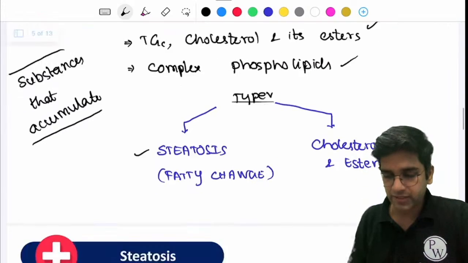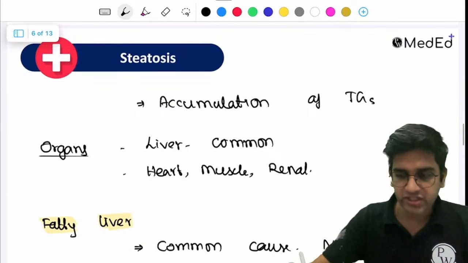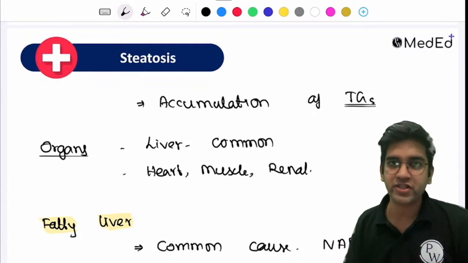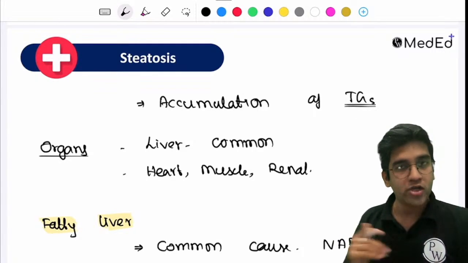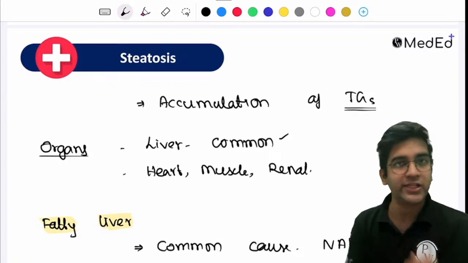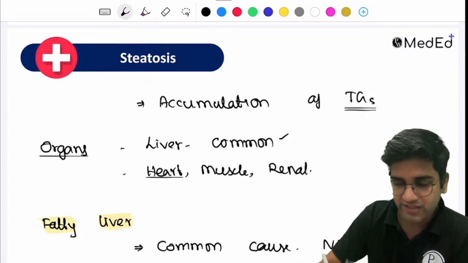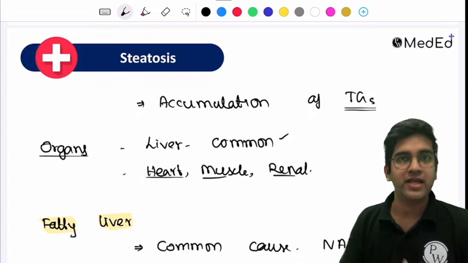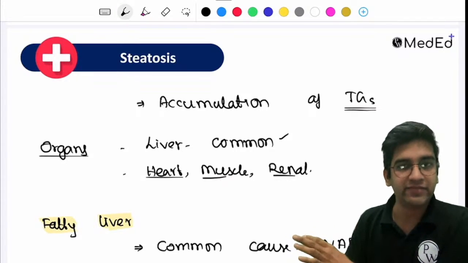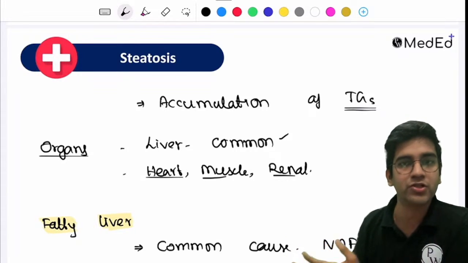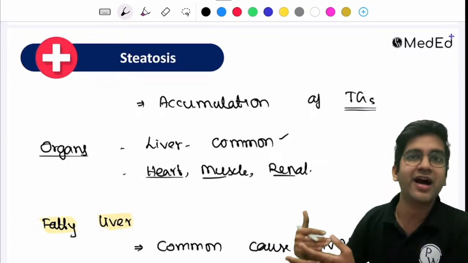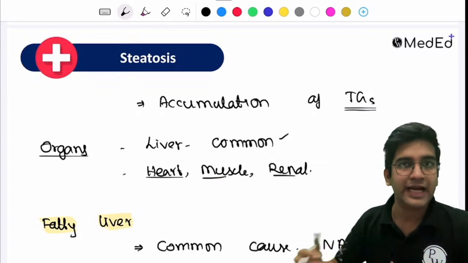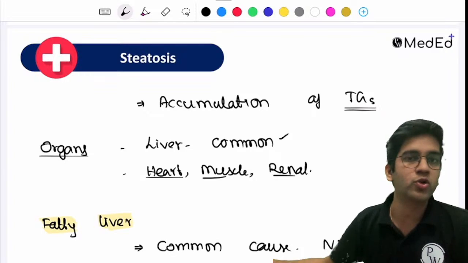The first part here is steatosis or fatty change. It's nothing but accumulation of triglycerides. I'm writing TGs for triglycerides, just an abbreviation here. Organs, liver is a common organ, like you guys said, but these are all extra pointers. If you miss liver, it's difficult for me. If you miss the other things, it's completely fine because there's no practical application of deposition of fat in heart or muscle or kidney. But yes, fatty liver is definitely important. As a doctor, you might see fatty liver when you go to your clinics as well.